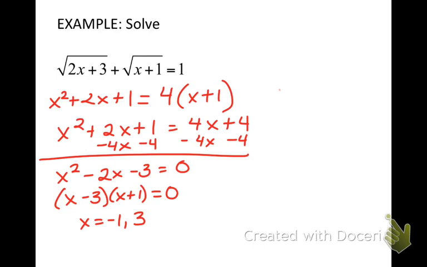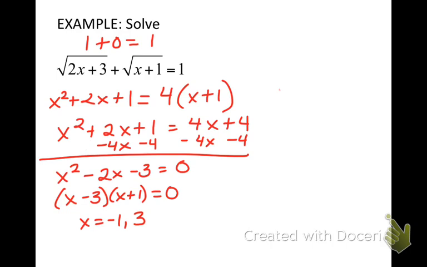This one's a little bit harder to check because we don't have anything over here on the right side to say, oh, that one gets us a negative, so it can't be that. So we have to actually plug them all in. Let's try -1 first. If I plug in -1, 2 times -1 is -2. -2 plus 3 is 1. The square root of 1 is 1. When I plug in -1 here, -1 plus 1 is 0. The square root of 0 is 0. Does 0 plus 1 equal 1? Yes, that one's good.